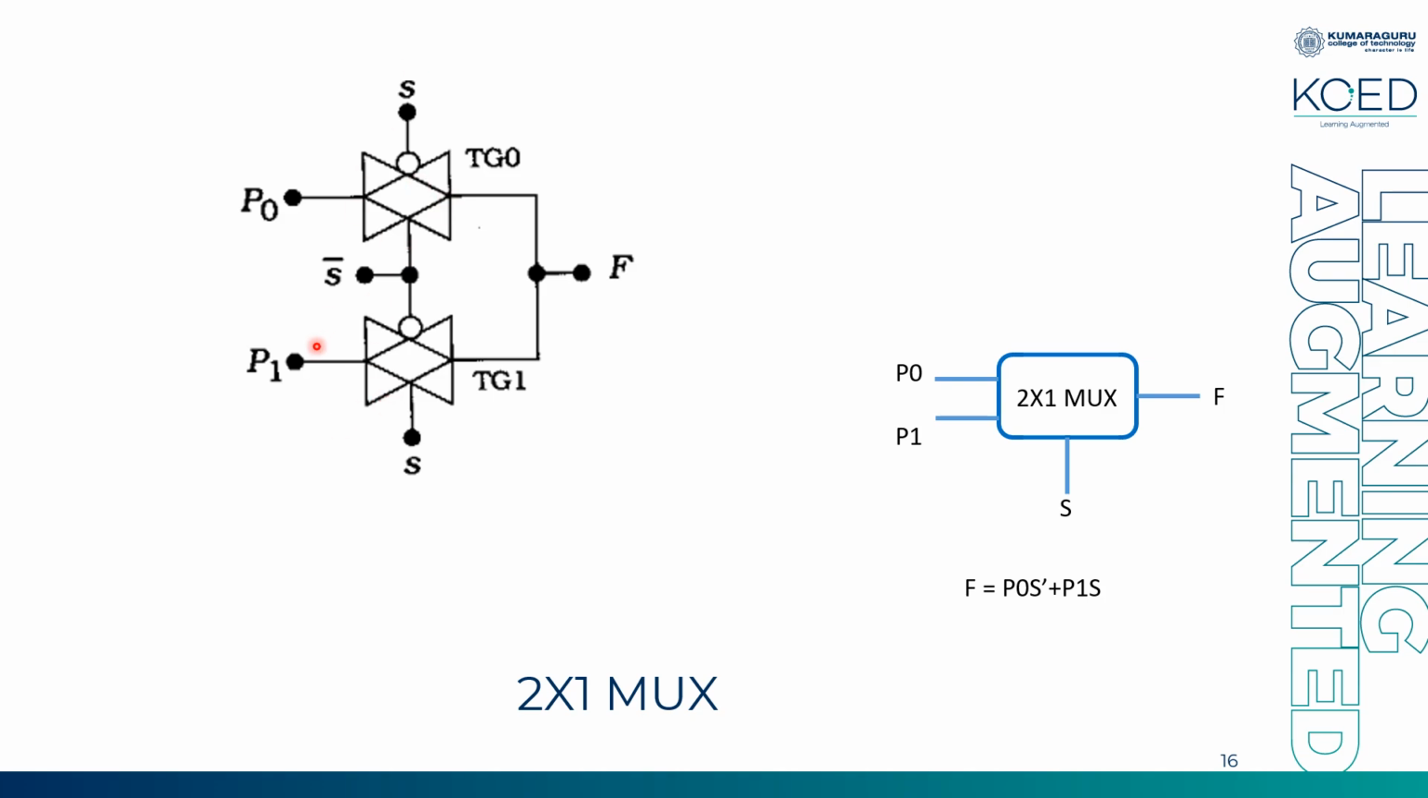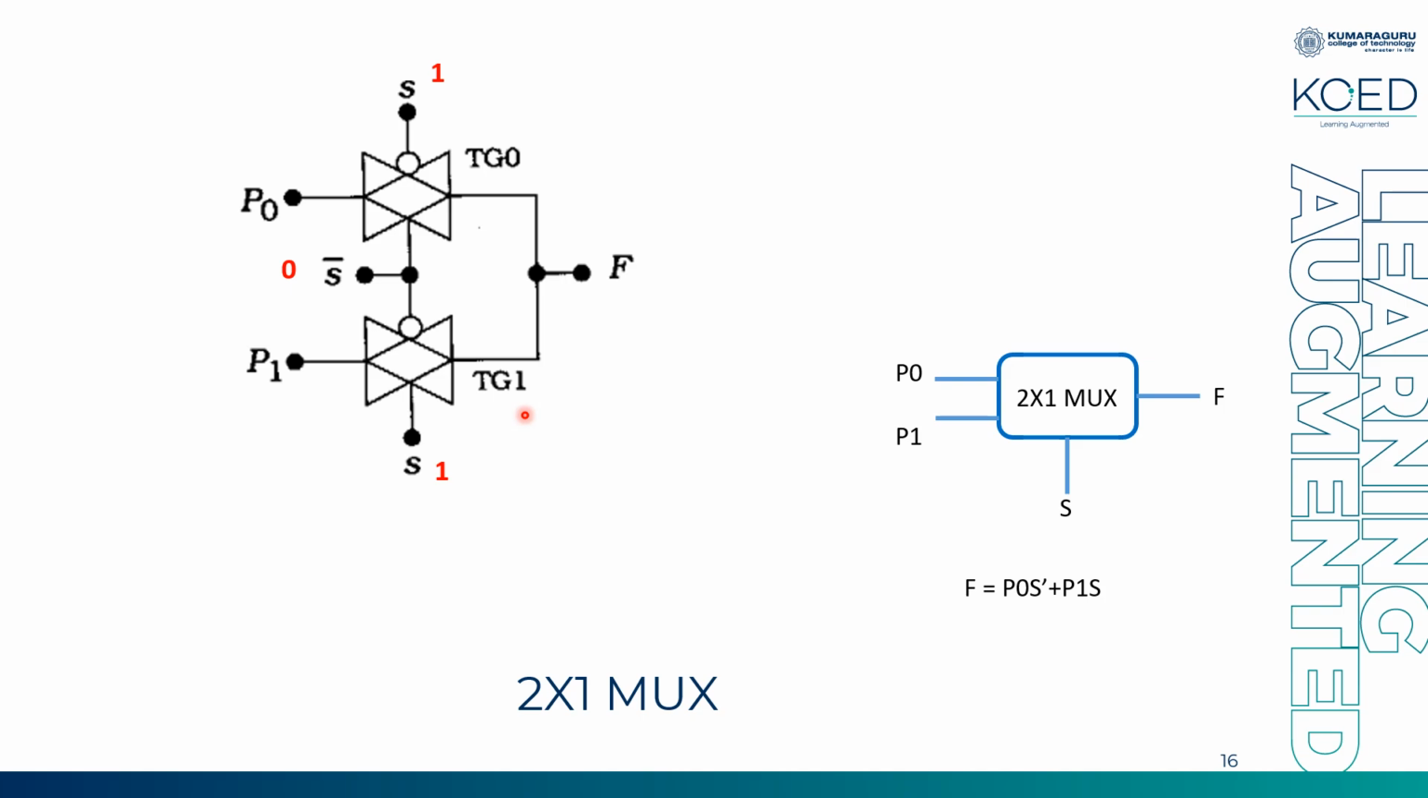And this is how you implement a 2x1 mux using transmission gates. Two transmission gates are employed. One input is given to one transmission gate and another input is given to another transmission gate, and you can see the position of control signals S and S bar, and here also you have given S bar and S. Let us check how it works. Now I have given S as 1. What happens if S is 1? S bar is 0.